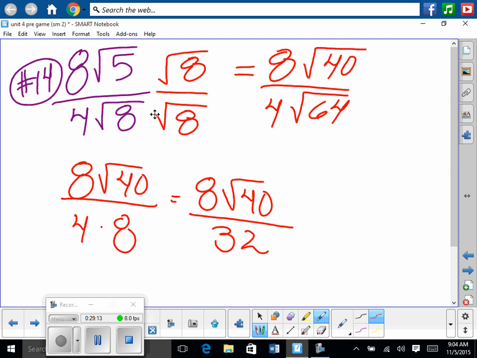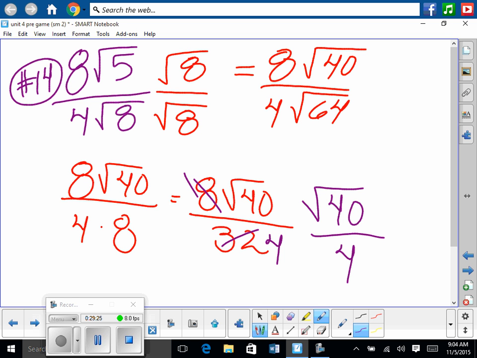All right, so does 8 and 32 simplify? Yes. What does it do? 1/4. 1/4. Okay, so how many of you have the square root of 40 over 4 as an answer? Okay, awesome. You're not quite there yet. Okay, so we got to keep going.